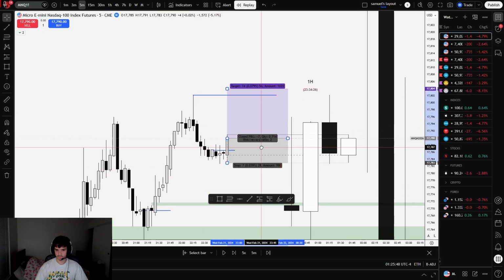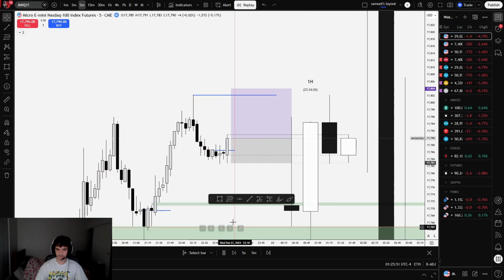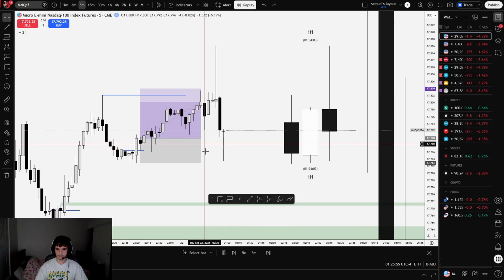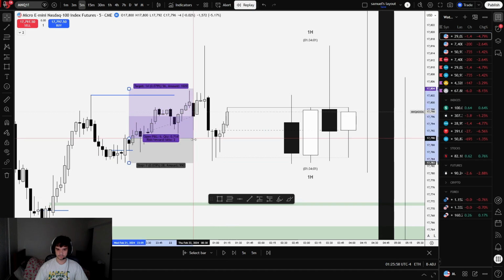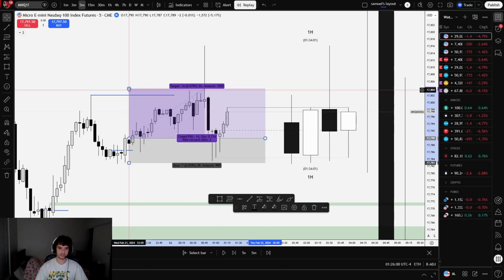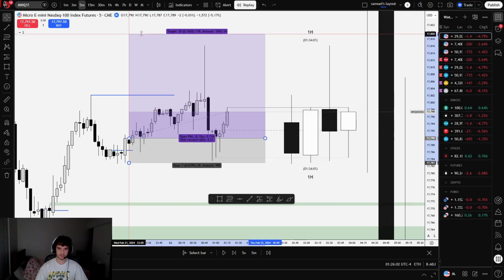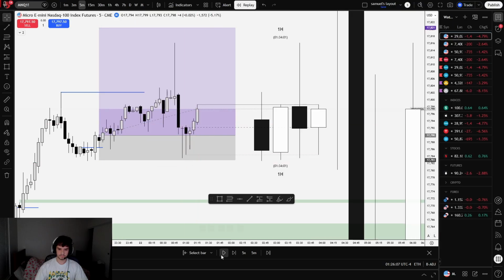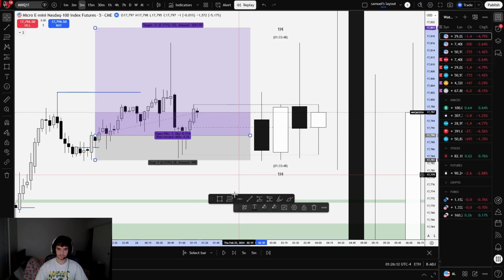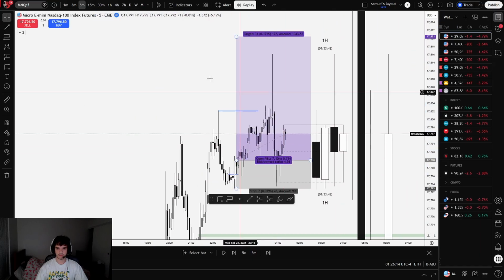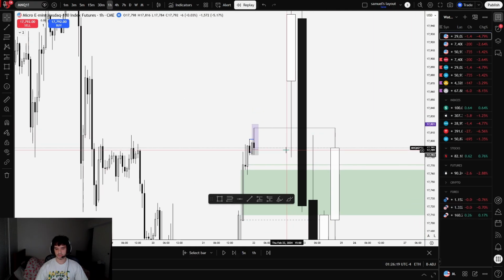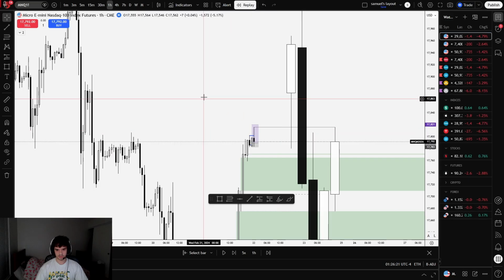Let's see how it goes. Right there, we take 2R. If we decide to trail this, we can see what happens. So we take 2R. We're still in the trade. If we decide to not take profit, see what happens, because we still have targets. That's why we're staying. It's possible to stay, but the minimum requirement is 2R.